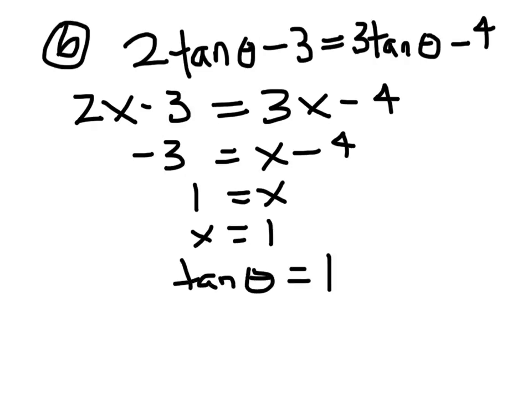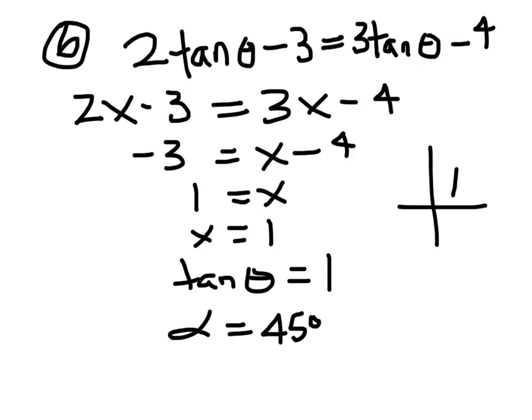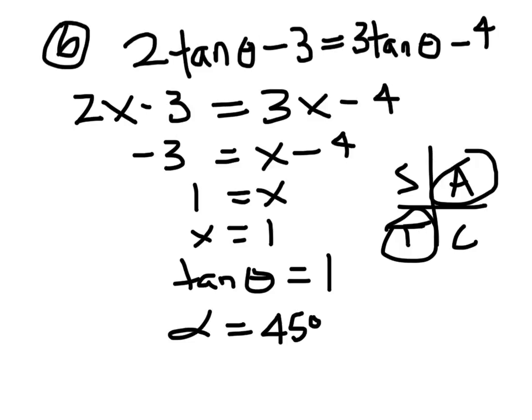Now from our knowledge of our special values, tangent of theta would be equal to 1 if our reference angle is 45 degrees. Now, the answer in this problem is positive 1, and we know from our ASTC chart that we need to go into the quadrants where tangent is positive. That would be where they're all positive and where T for tangent is positive. So in quadrant 1, theta is 45 degrees, and in quadrant 3 it would be 180 plus 45, which is 225 degrees.